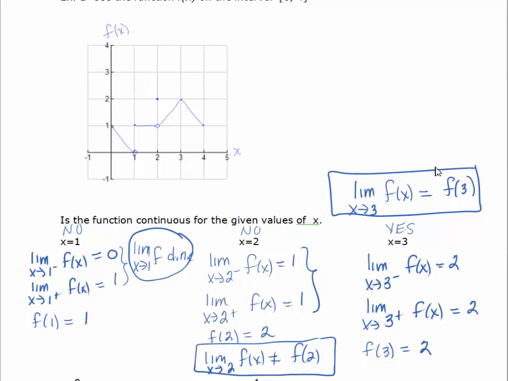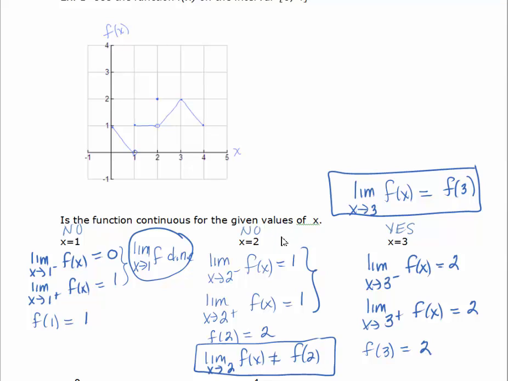So let's look at the first two scenarios where we did not have continuity. At the first point, x equals 1, the limit didn't exist. So since the limit has to equal the function value, the limit has to exist in order for that to happen. So if a limit does not exist at a point, then you automatically have a discontinuity. In the second scenario, the limit did exist. The limit was equal to 1, but the limit did not equal the function value.